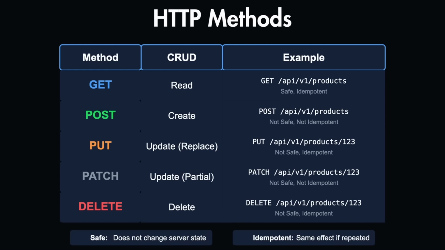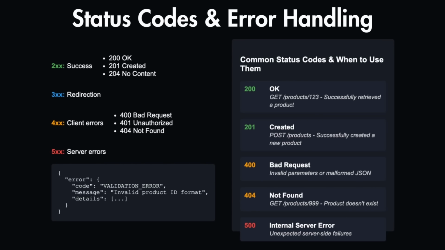And each of these operations returns different status codes depending on how the request went, whether it was successful or not. For that, we have status codes and error handling in RESTful APIs. So you should use the appropriate status codes when working with REST APIs. For example, the 200 series are for successful requests. 200 is OK, 201 is resource has been created, 204 is no content.